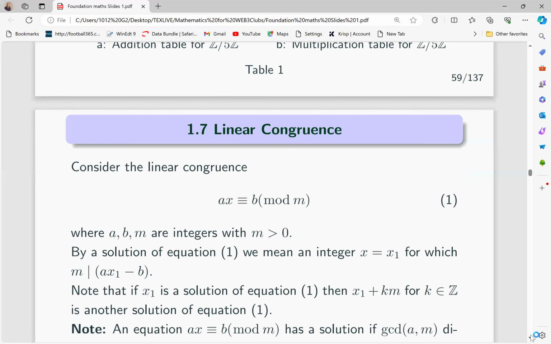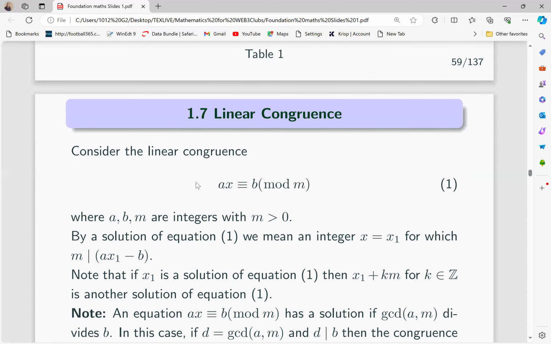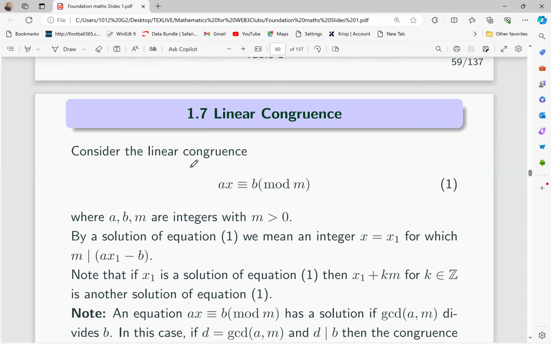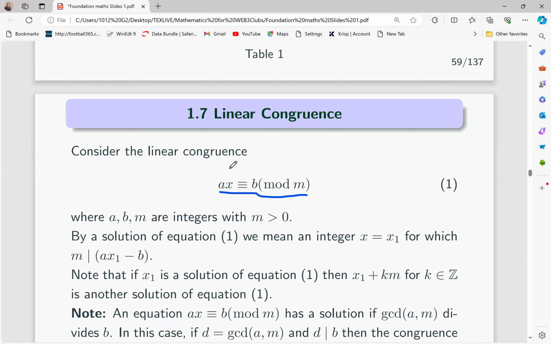Now, a congruence equation is an equation of this type: AX is congruent to B mod M. So we're supposed to find the value of X. This is what we mean by a congruence equation.